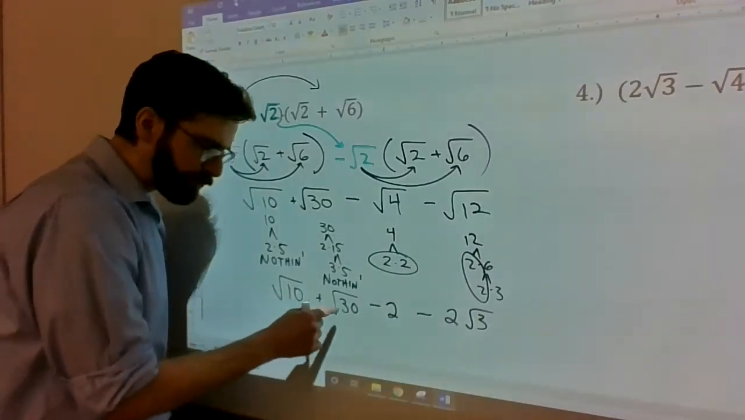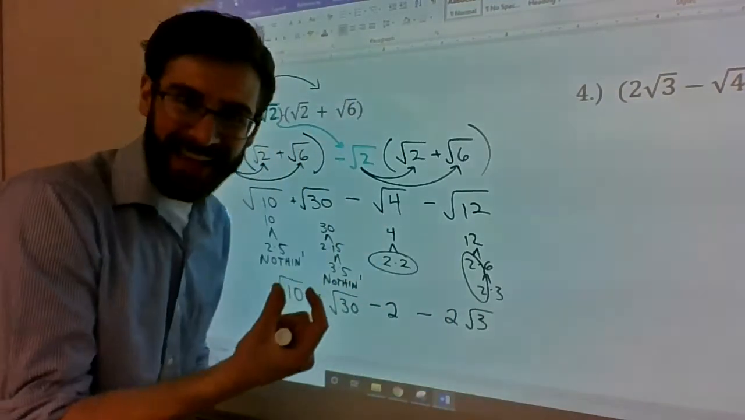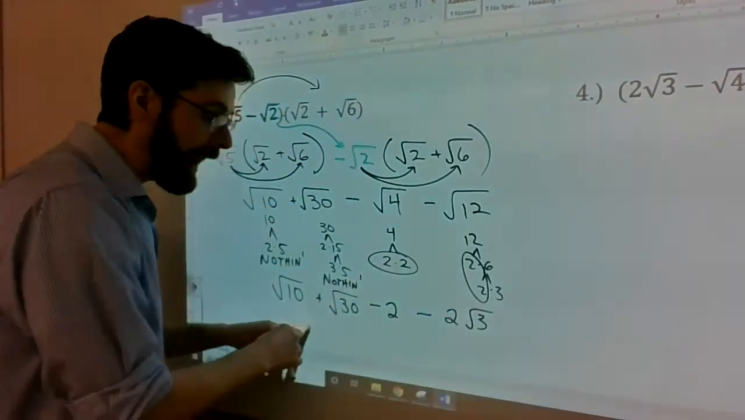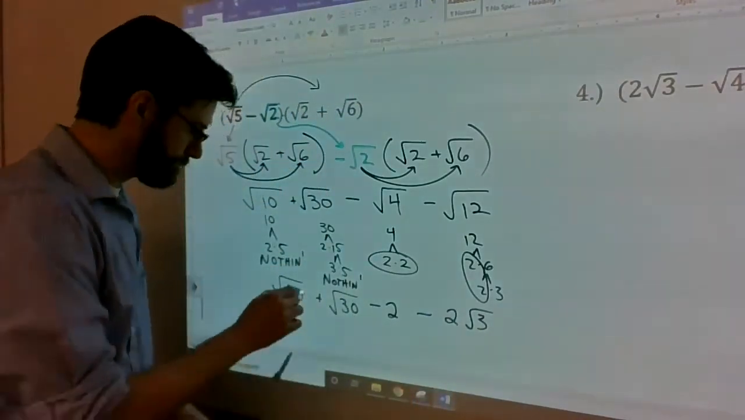Since none of the roots have the same inside, I can't add or subtract them together.